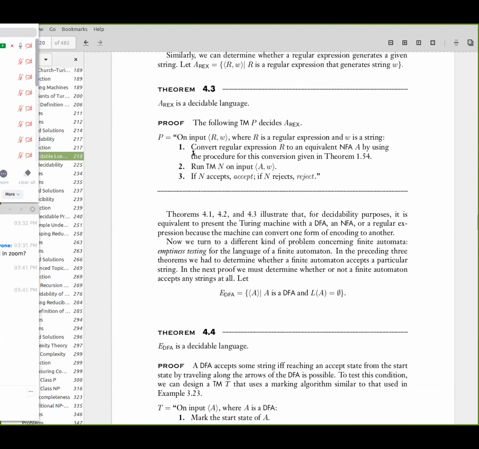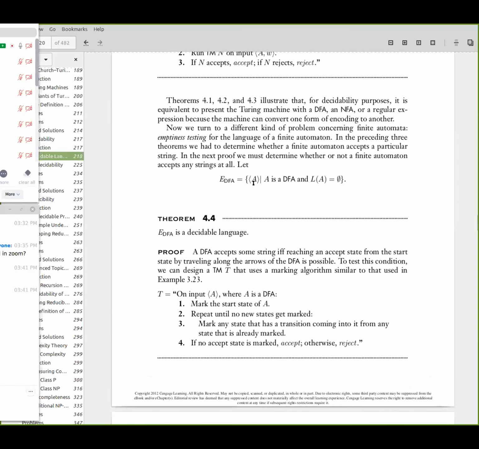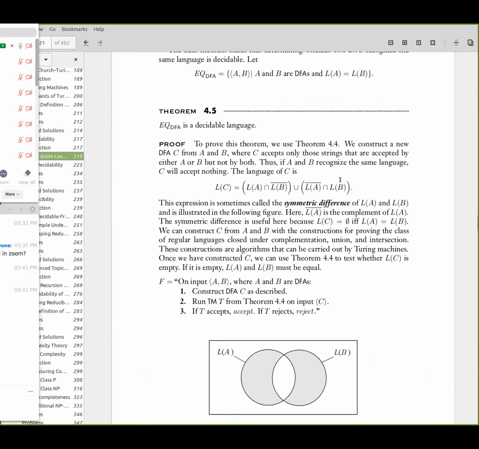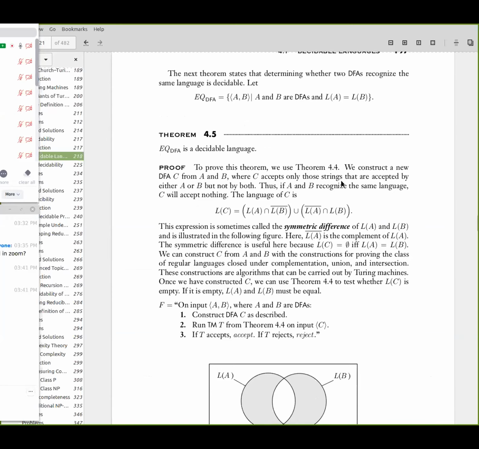Okay, so everything was a pair of a machine or a regex and a string up to this point. E_DFA is a little bit different because you only give it a description of a DFA, and you're asking, is the language accepted by the DFA empty, right? So does it not accept anything? Is it an empty language? So that's another one that's decidable.